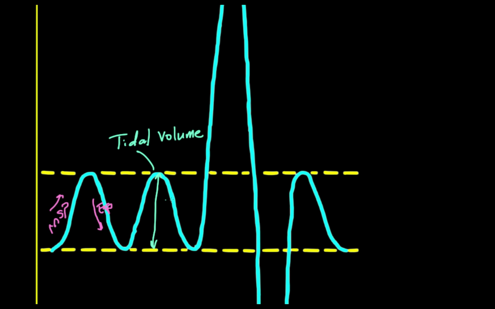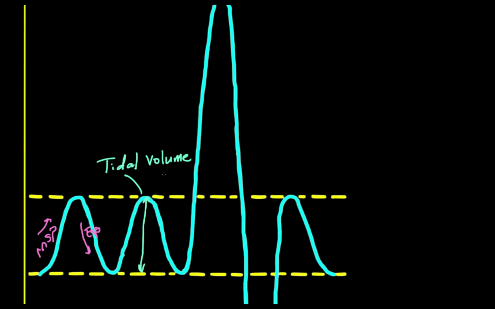Those are tidal breaths, and it's important to note that this tidal volume is just one direction. It's either the inspiration from this baseline expiration to the end of tidal inspiration, so this volume up, or it's the volume from there downwards. It's not up and down. That would be twice the tidal volume. So this regular normal volume, that's what we call a tidal volume.